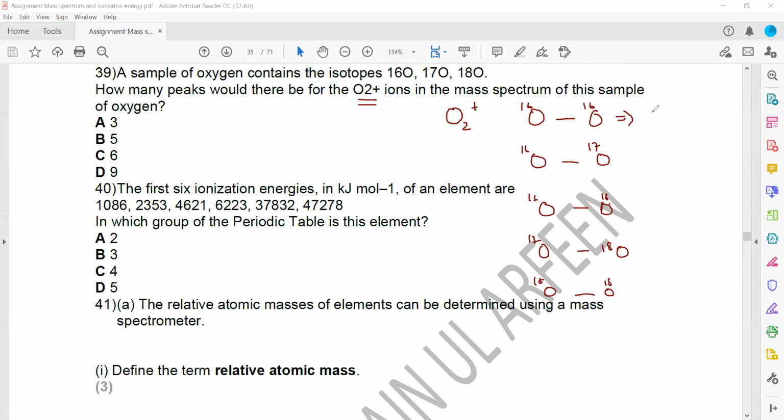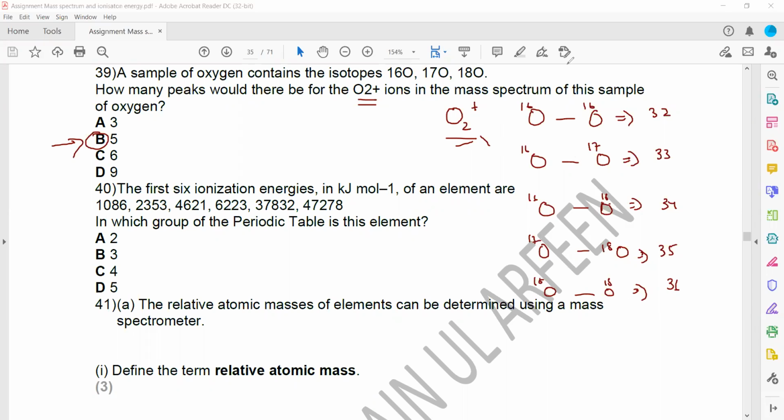If it is 16 and 16, you'll get a peak at 32. If it is 16 and 17, you will get a peak at 33. If it is 16 and 18, you will get a peak at 34. If it is 17 and 18, you will get a peak at 35. And if it is 18 and 18, you will get a peak at 36. So these are the possible peaks you may have if you have an oxygen molecule with a net charge of plus 1. So it will be B, 5 peaks, because this oxygen molecule might have a combination 16-16, 16-17, 16-18, 17-18, or 18-18. So this was question 39.